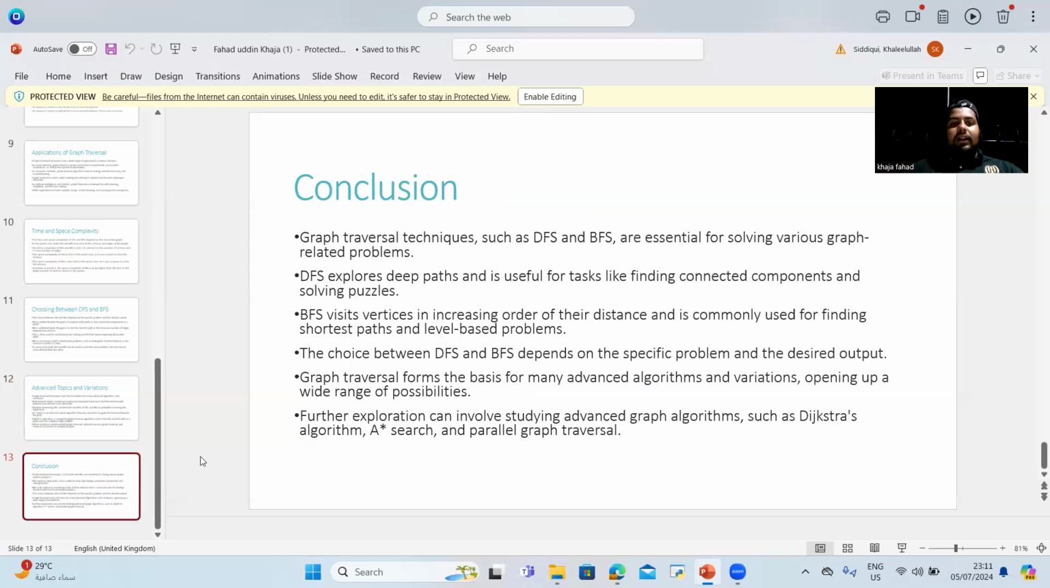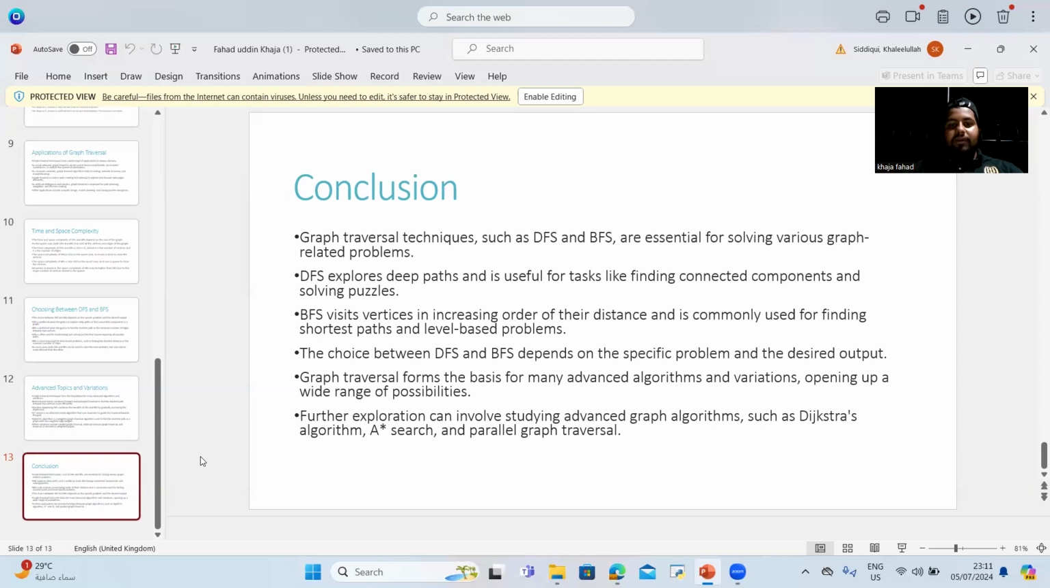Conclusion. Graph traversal techniques such as DFS and BFS are essential for solving various graph-related problems. DFS explores deep paths and is useful for tasks like finding connected components and solving puzzles. BFS visits vertices in increasing order of their distance and is commonly used for finding shortest paths and level-based problems. The choice between DFS and BFS depends on the specific problem and desired output.